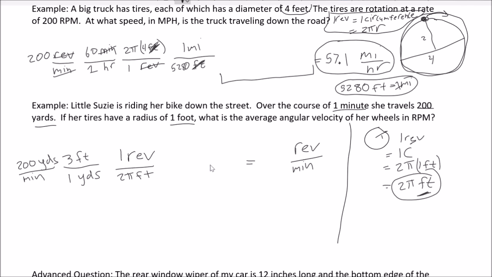And you know what? I got a little sloppy. I forgot to cancel my units. Let's go back. Yards cancels with yards. Feet cancel feet. And so now what I have left over is revolutions per minute, which is exactly what I wanted. It's calculator time. Let's do this.